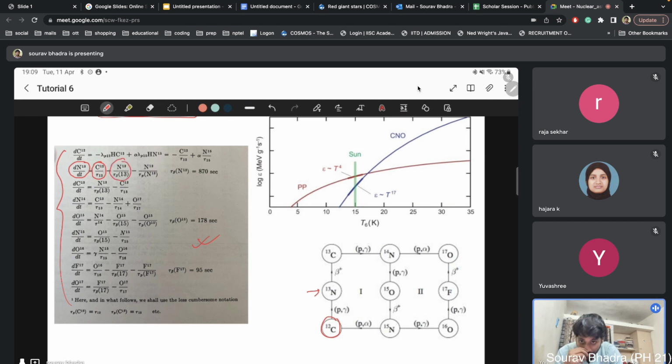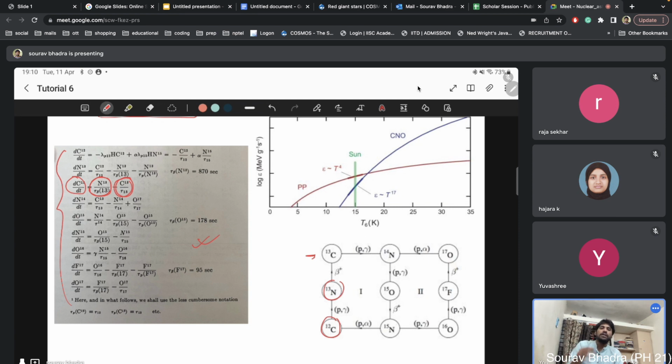Tau beta denotes the lifetime of the beta decay of 13N, and also this 13N can go to the 14N through that 13C channel. So that's why another term is there. So any of the two can happen. Similarly, for carbon 13, you can see it is created by the 13N. So for the carbon 13 equation, the producer is N13 and the destruction is happening through the proton capture. So this is the destruction rate.